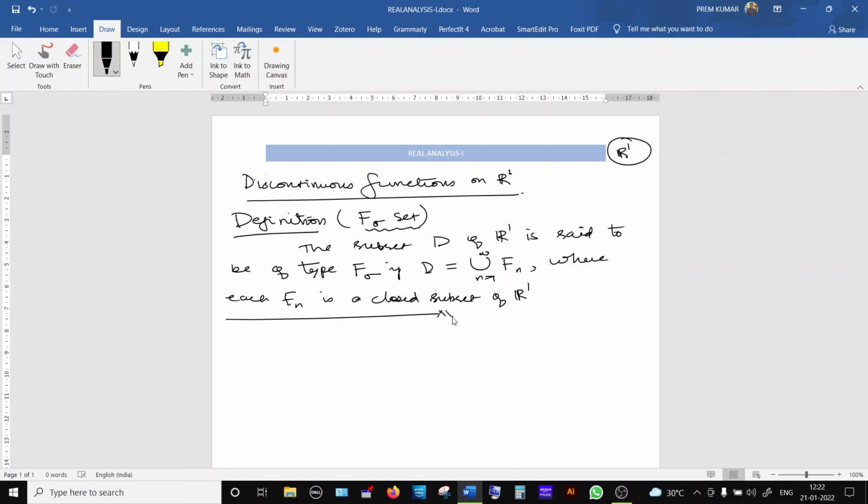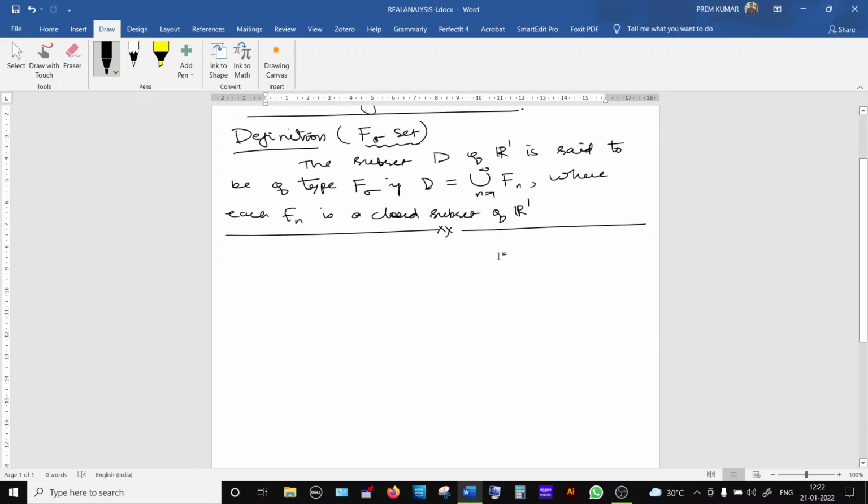So this is the first definition, that is what is an F sigma set. It is a set which can be written in this format, a union of some closed sets. Each of F1, F2, F3, that countable collection, is closed in R1, not in any general metric space. So if you are able to write that set D as a union of closed subsets of R1, then we say that D is of F sigma type. So we are giving a definition now.